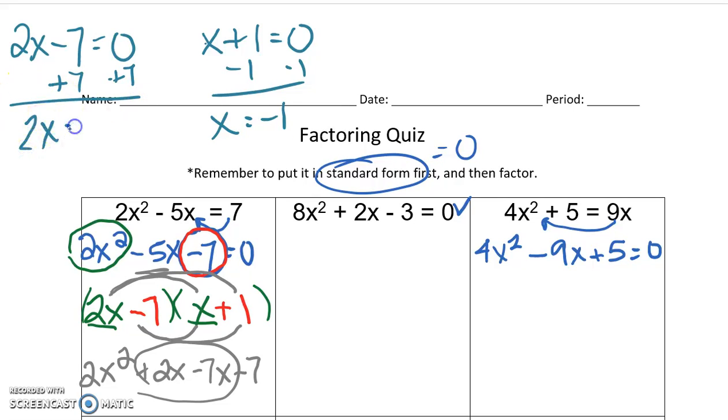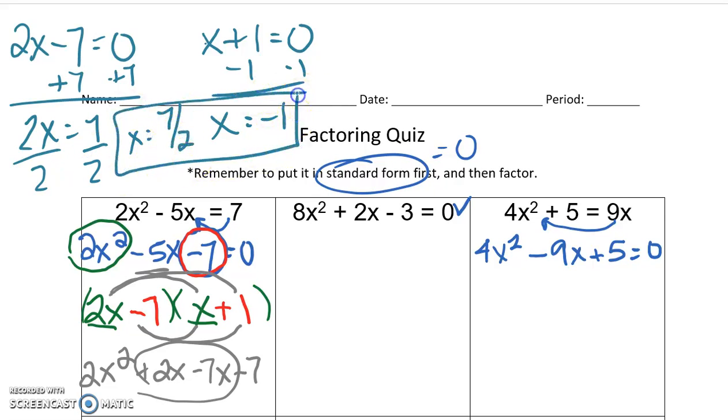Okay, so 2x equals 7, divided by 2 equals 7 over 2. And x equals -1. And those are your solutions.